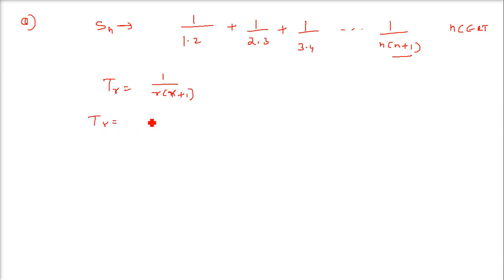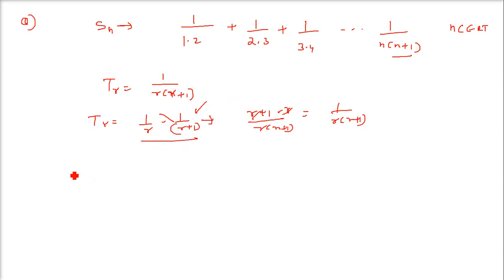This Tr has come from 1 by r minus 1 by r plus 1. Okay. If I compute it, it will be r plus 1 minus r by r into r plus 1. So it is 1 by r into r plus 1 only. This is the Tr term. Now we'll employ this one. We have to take sigma r equals 1 to n Tr. This is nothing but sigma r equals 1 to n of 1 by r minus 1 by r plus 1.